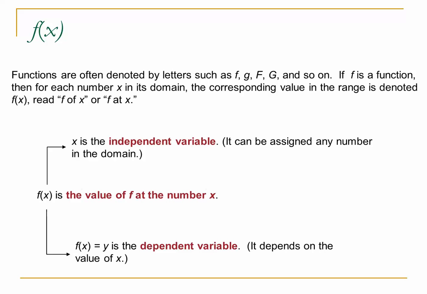The value x, or the variable x, is the independent variable, meaning it can be assigned any number that belongs to the domain. It's independent. The f of x is your y, or your output, and this is the dependent variable because it depends entirely on the value of x, or what is plugged into x. So the x is input into the function and the y is spit out.